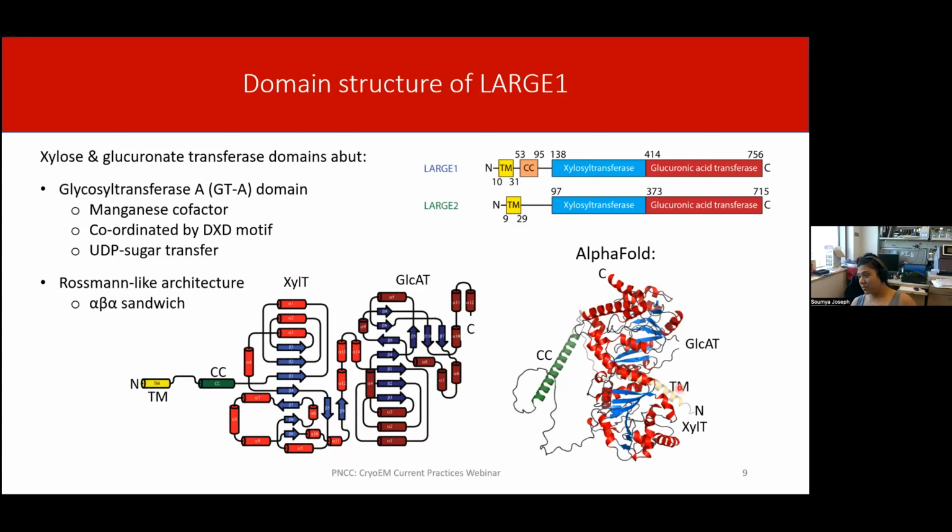Here is the AlphaFold monomeric structure. You can see it doesn't quite know what to do with the transmembrane domain or the coiled-coil domain, but it essentially gets the globular domain folding correct.